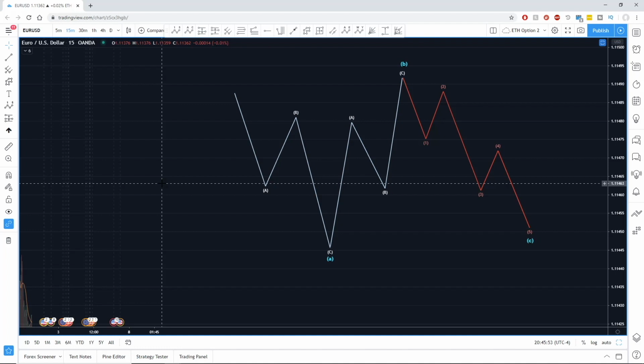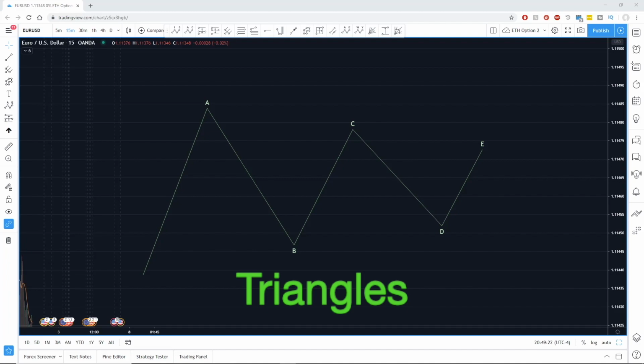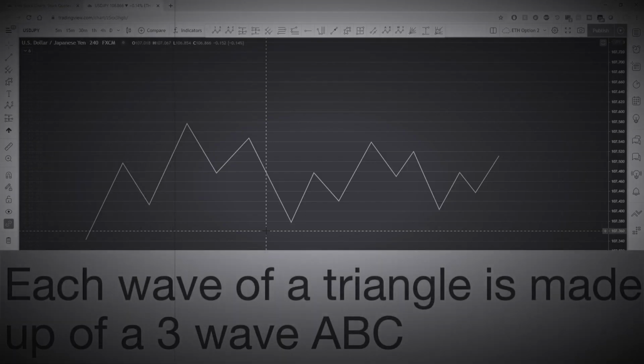Now, combinations get pretty complex, so we'll get to them in a later video. So now, let's get into triangles. In part 4 of this series, I told you that triangles are 5 waves. They're made up of an A, B, C, D, E structure, where each wave is a 3-wave ABC themselves.